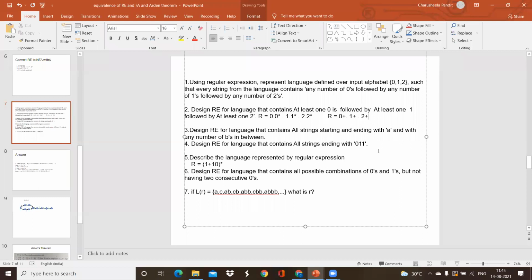Yes, ma'am. Okay. Then the answer of the third question: design a regular expression for the language that contains all strings starting and ending with A. It should start with A, it should end with A, and have any number of B's in between. It's very easy. Can anyone tell? It starts with A, ends with A, and in between you can have any number of B's. If you say any, it means 0 or more B's.